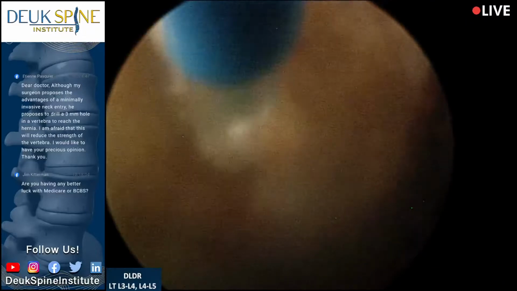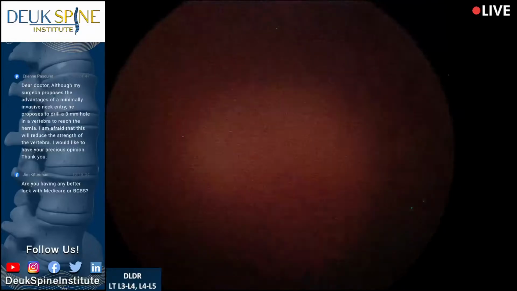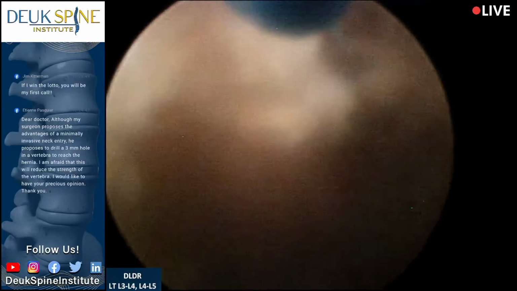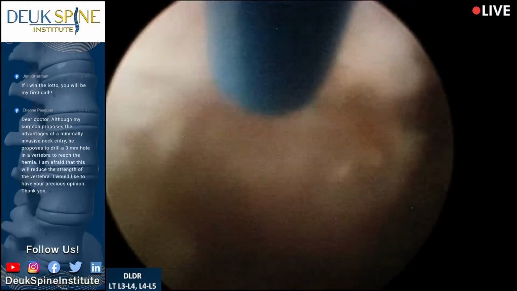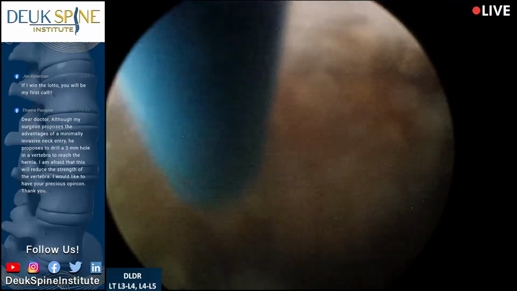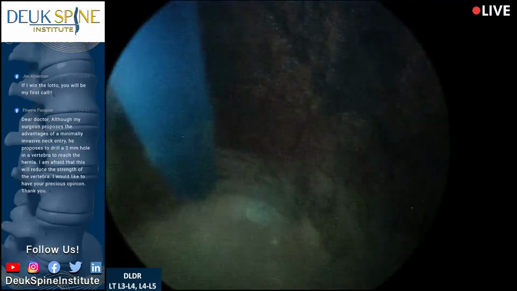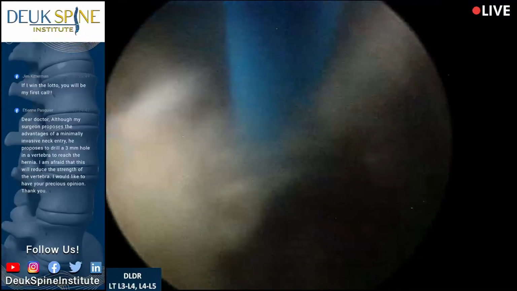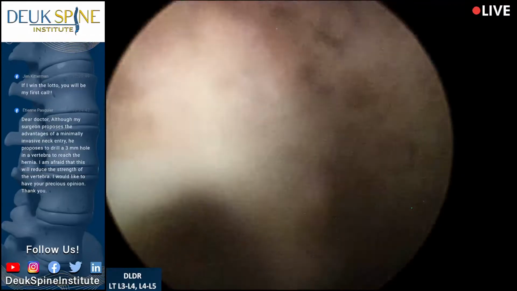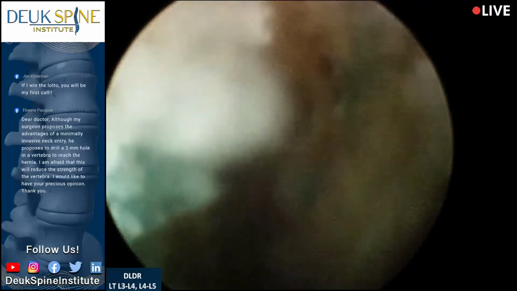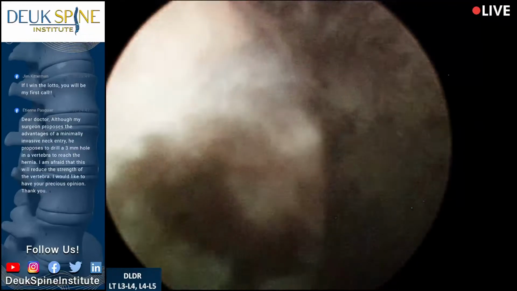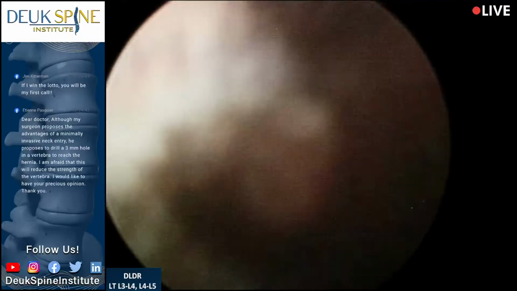All right, what other questions can I answer? This next one isn't a question, but it is seeking advice. This comes from Etienne on Facebook. Forgive me if I pronounced that wrong. Hello, Etienne. And they said, Dear doctor, although my surgeon proposes the advantages of a minimally invasive neck entry, he proposes to drill a 3-millimeter hole in the vertebrae to reach the hernia. I am afraid that this would reduce the strength of the vertebrae. I would like to have your precious opinion.